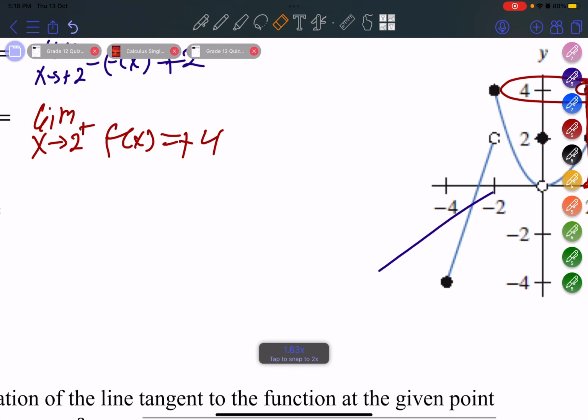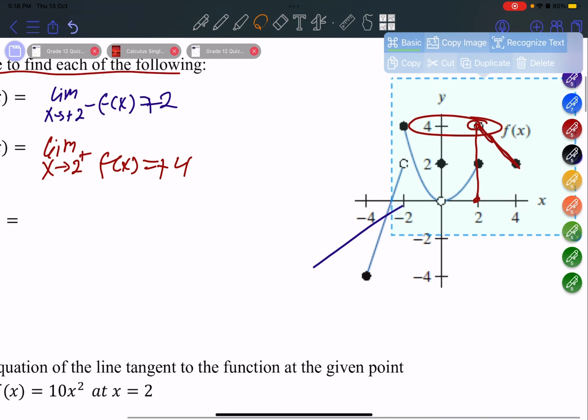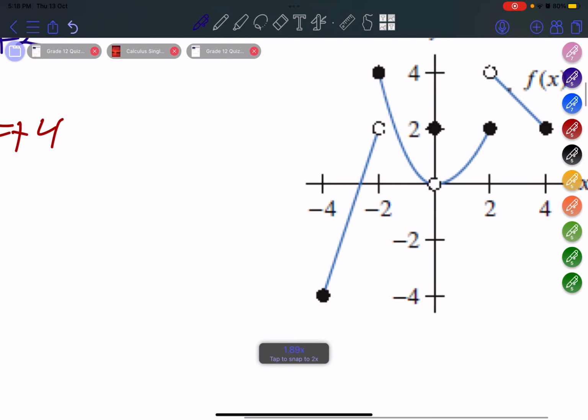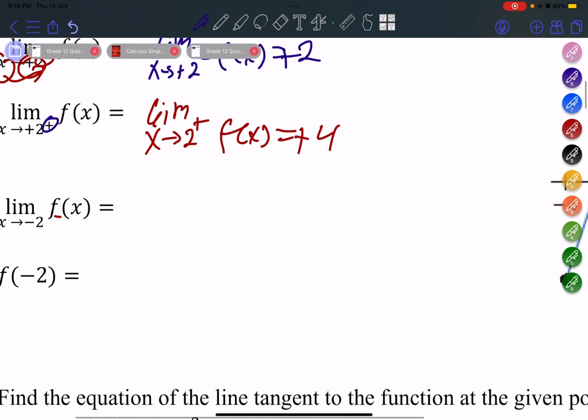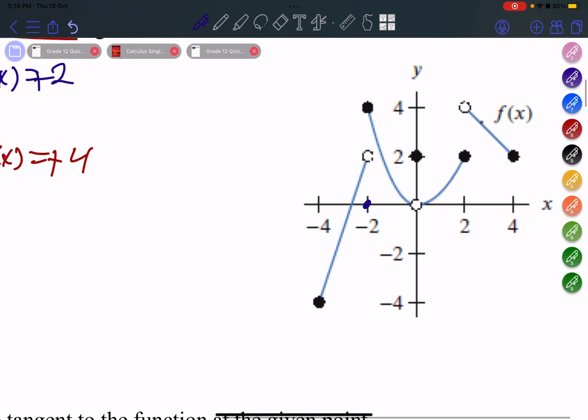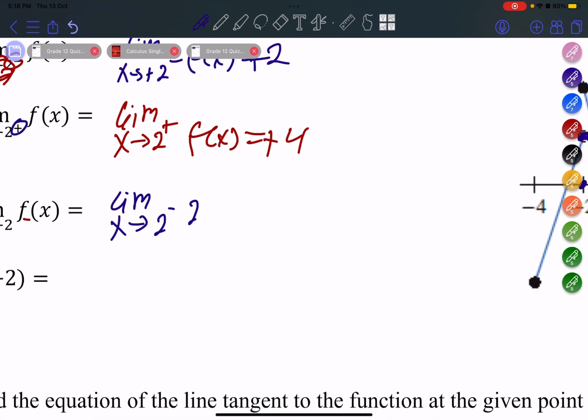So they want negative 2. This time we will remove these. Let's mark negative 2 here. And let's start with the negative side. So the limit as x tends to negative 2 from the negative side. We see that this function is tending to 2 from the negative side, and it has a functional value of 2. So f of x equals 2.